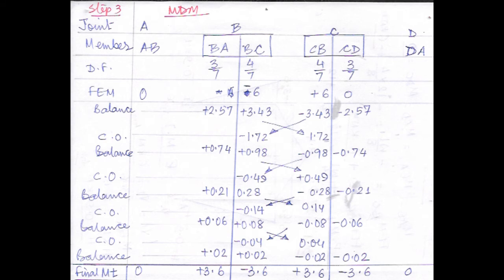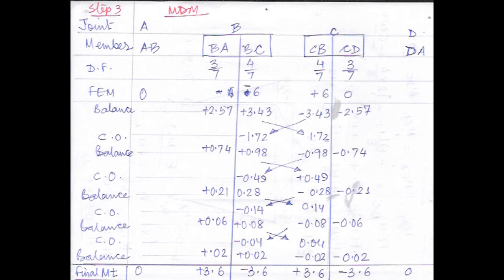I am continuing with the same row, balance first row. Now here you see CB, what is the value of the FEM? Plus 6. Now plus 6 you have to distribute in CB and CD. So both will be minus, because plus 6 can be balanced only with a negative moment. But how we will balance it?